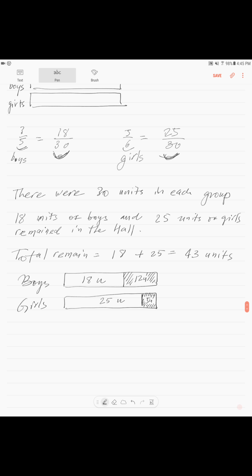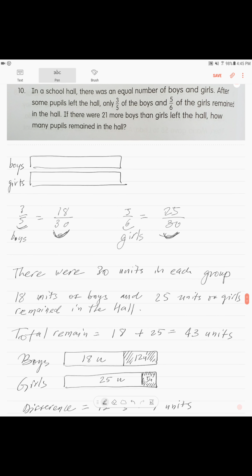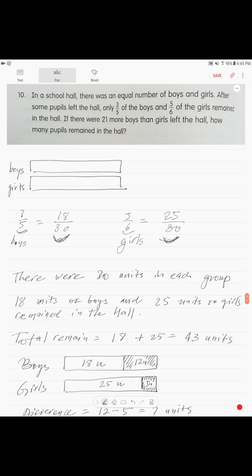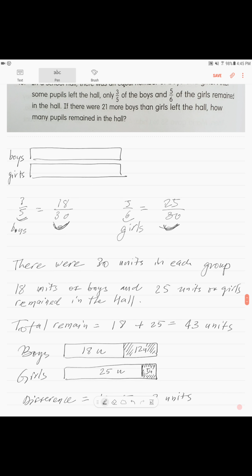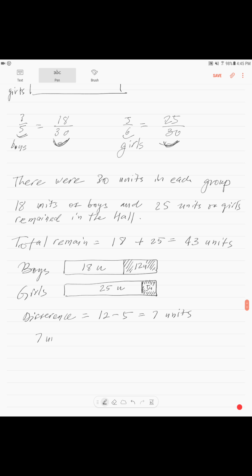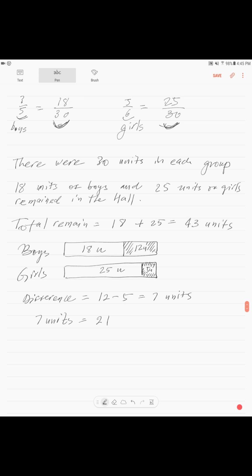So what is the difference, right? 12 units, the difference. So the difference is 12 units minus 5 units is 7 units, right? Okay, and this is what they tell us. If there were 21 more boys than girls left the hall, this is the difference. 7 units is 21, right? This is the difference. 21 boys more left than girls, right?